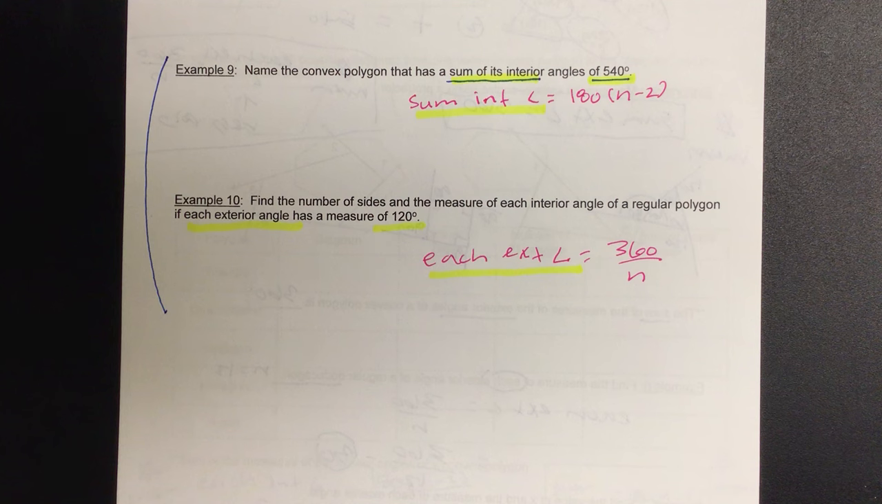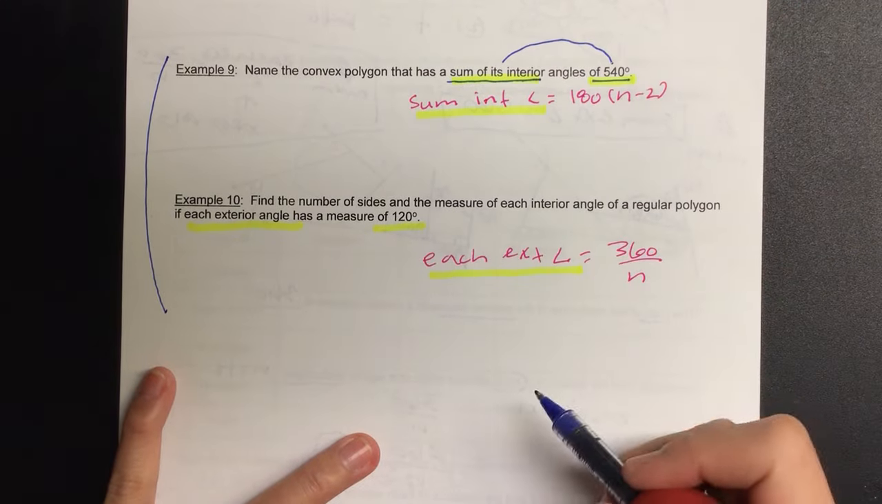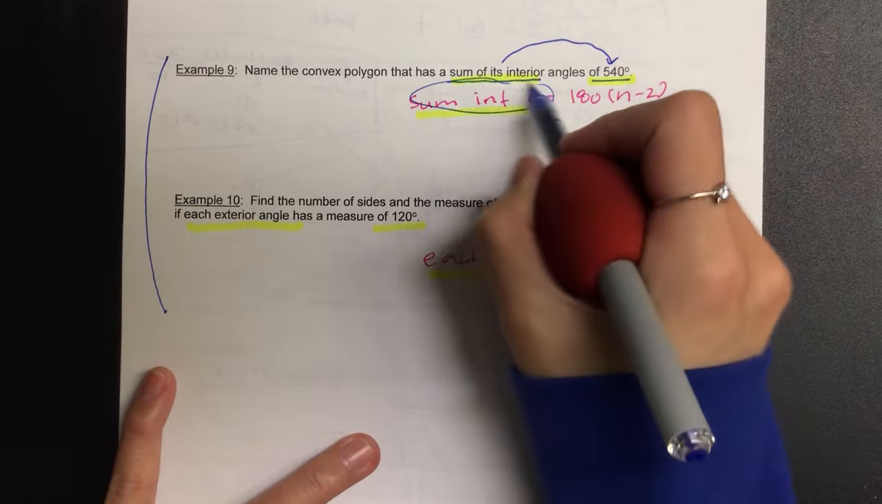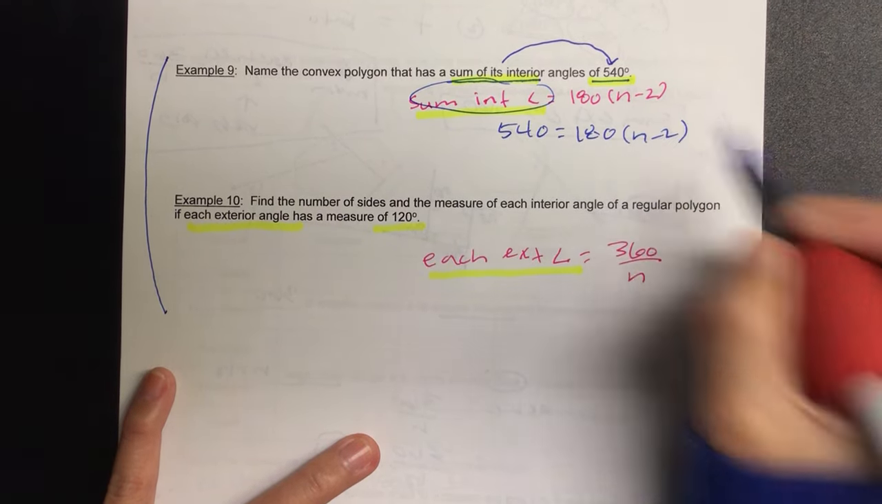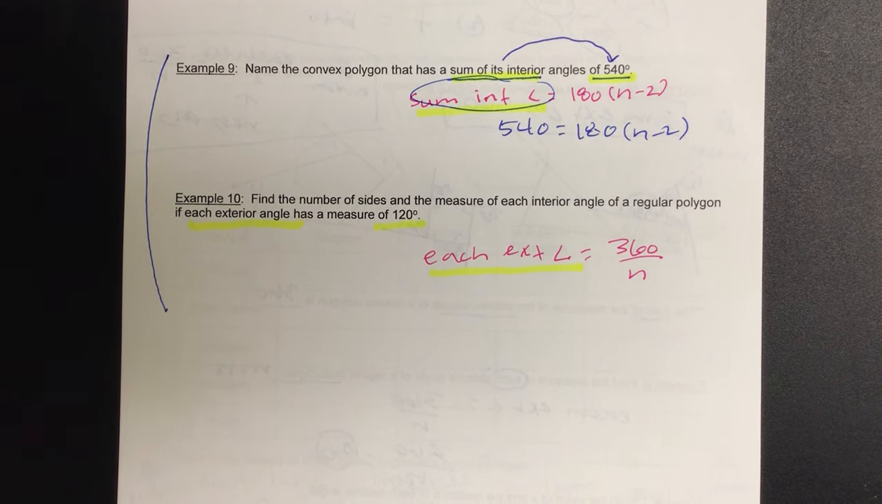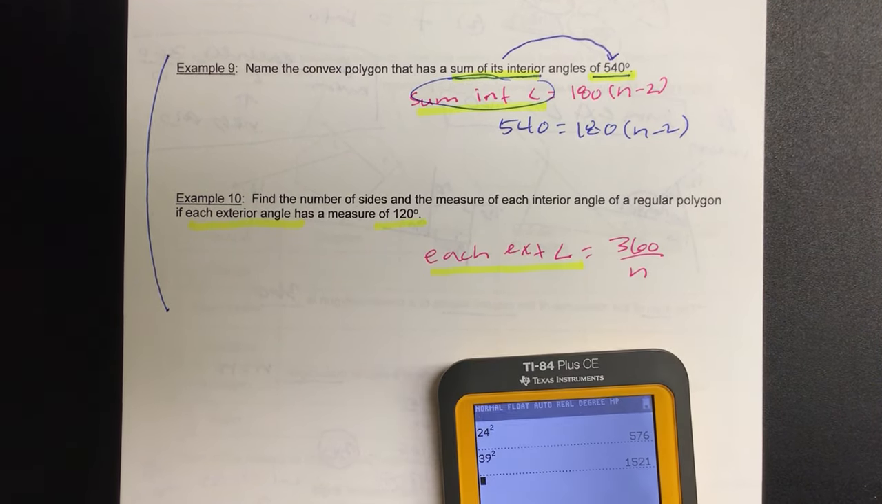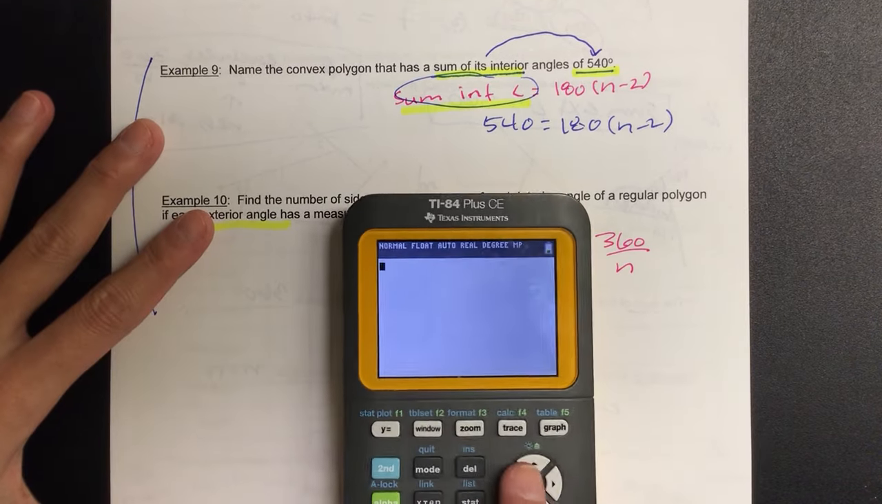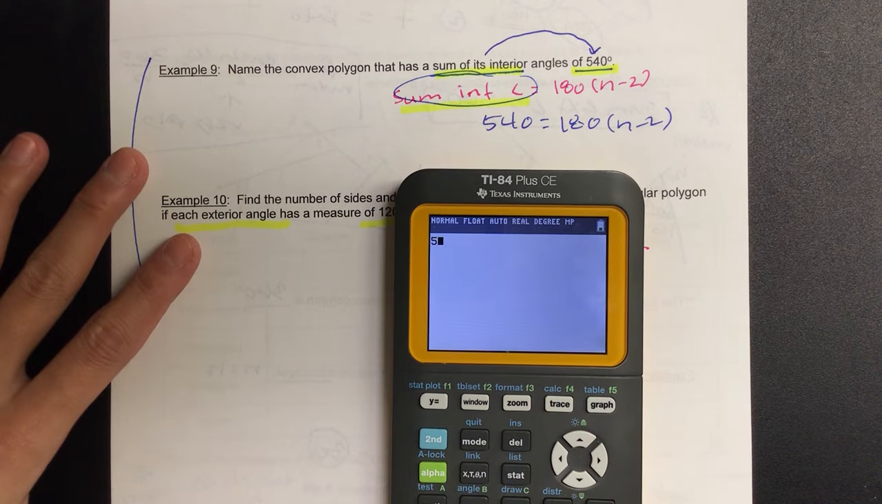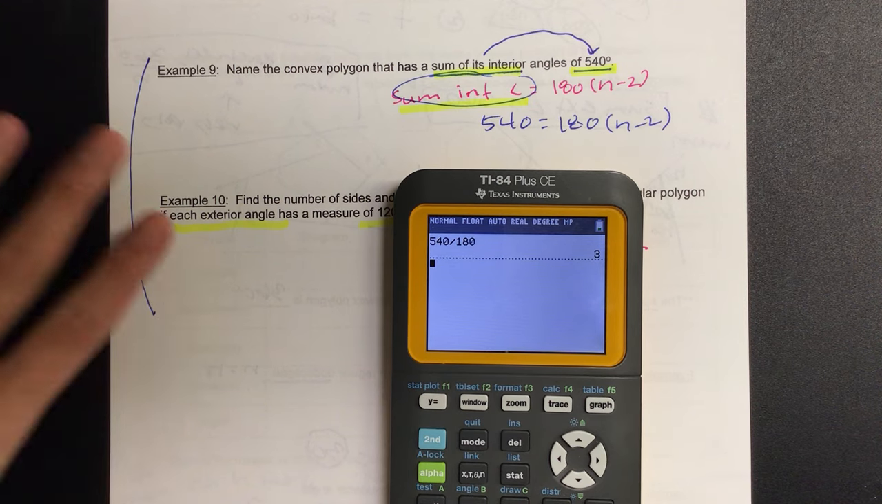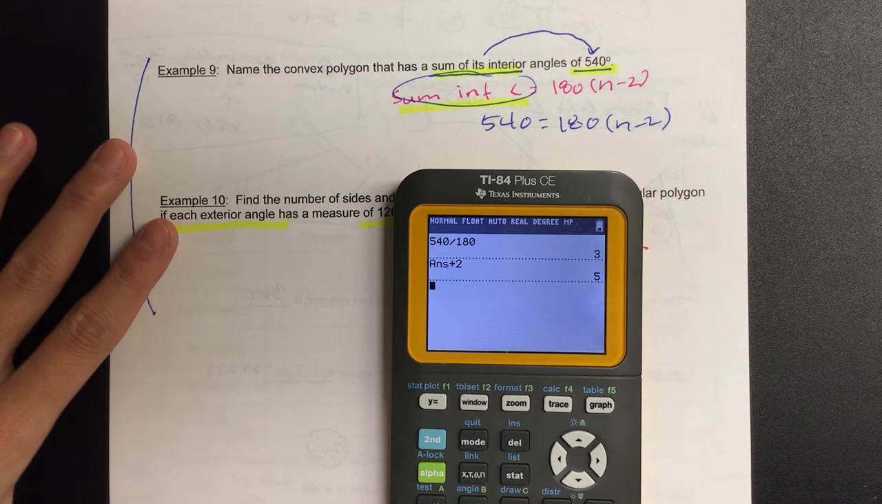Okay, let's go over number 9. Hopefully you knew to use a formula that had to do with the sum of the interior. It says the sum is 540. So I'm gonna plug that into this guy right here. 540 equals 180 times n minus 2. And then you use your Algebra 1 skills. I heard some of you guys saying distribute 180 to each side. That's fine, okay? But I'm gonna take a shortcut. 540 divided by 180, and then all I need to do is add 2. That also works out, okay?